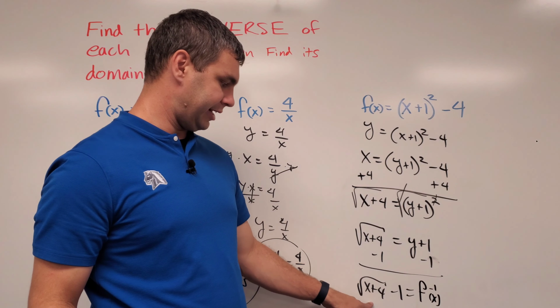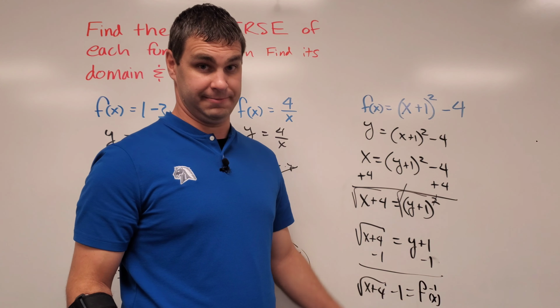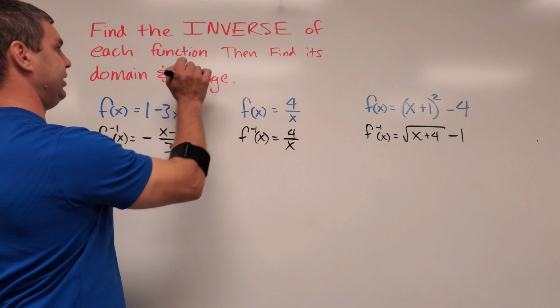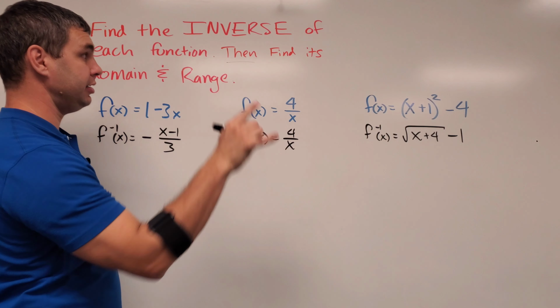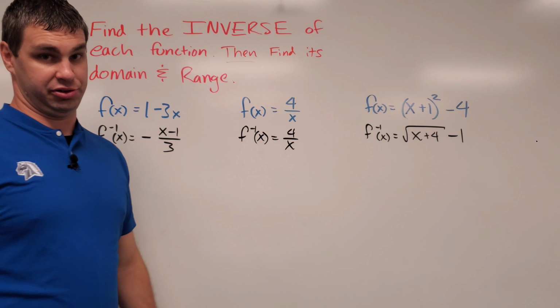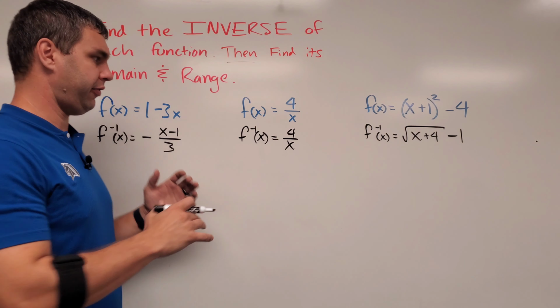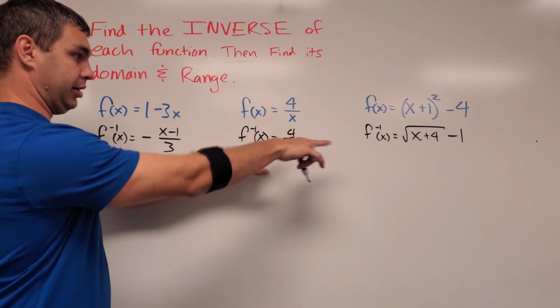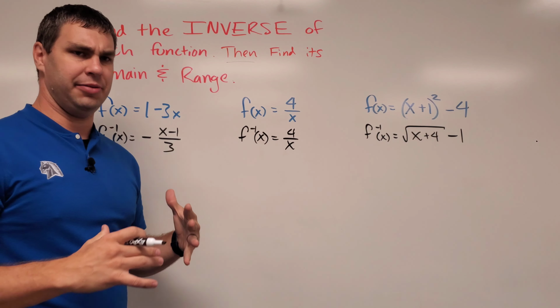And it's actually the square root of x plus 4 minus 1. All right, so if you remember the directions, it asks us to find the inverse of the function, and then we need to find its domain and range. And the domain and range of the inverse of the function, so the black parts there, remember the blue is the original. These are kind of interesting.